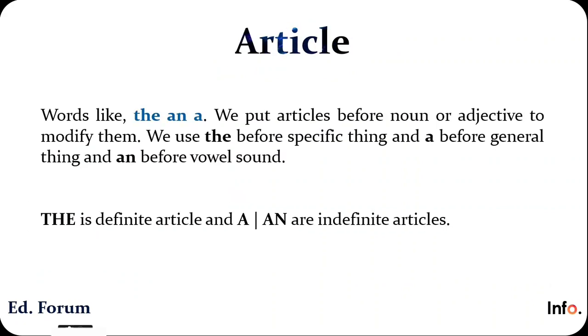Now we are moving towards articles. You know what articles are? There are three articles in English grammar: the, a, and an. Okay, so we use the before a specific thing, we use a before a general thing, and we use an before a vowel sound. Not before a vowel, but before a vowel sound.